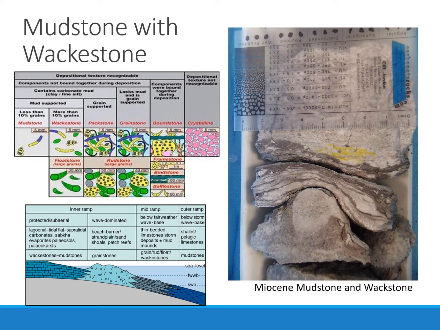If we look at an example of a Miocene Luconian mudstone with wackestone from the inner ramp, we interpret these as lagoonal sediments. Note the deformation around the calcrete nodule.